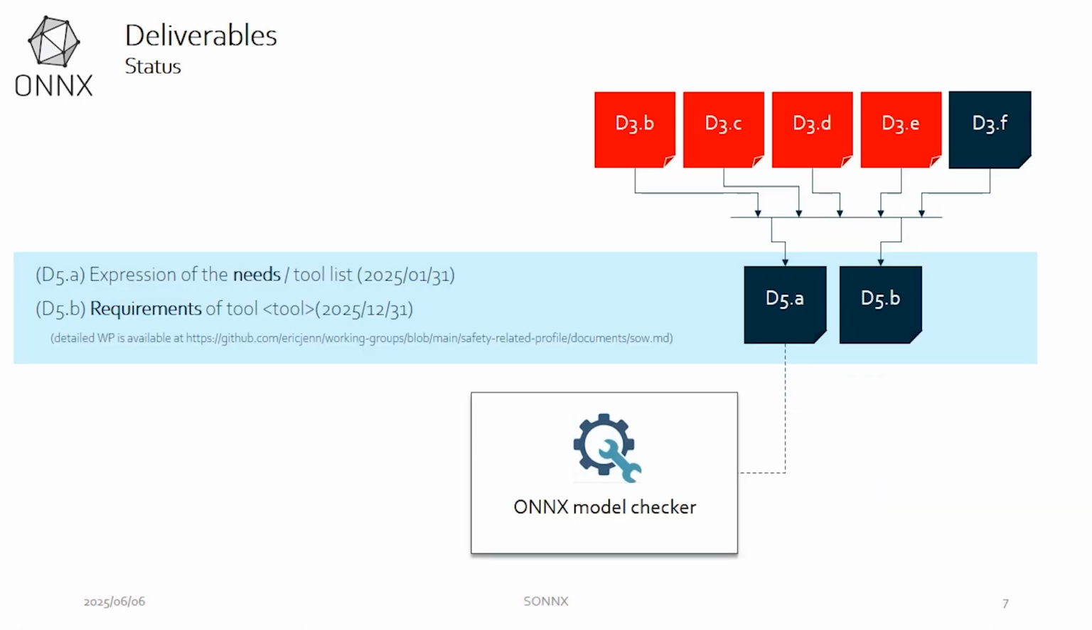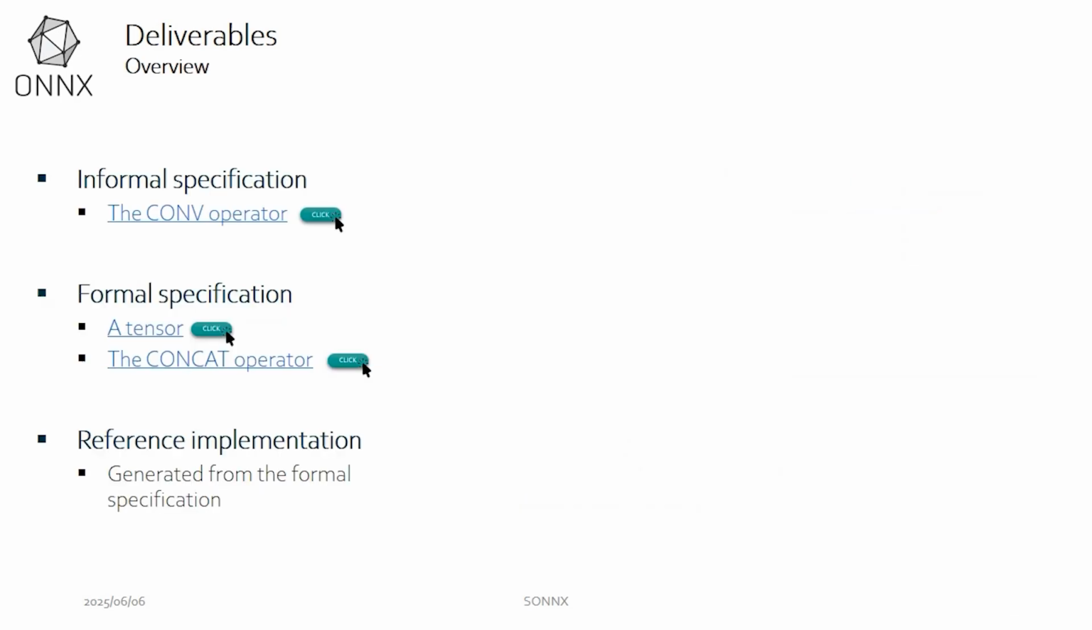Finally, I want to mention 2 additional deliverables related to model verification, particularly checking compliance with the rules and restrictions we are identifying as part of the operator and graph specification work. We'll see an example of this later. Another result, which was not originally planned, is the creation of a reference implementation, and I will speak about that shortly as well.